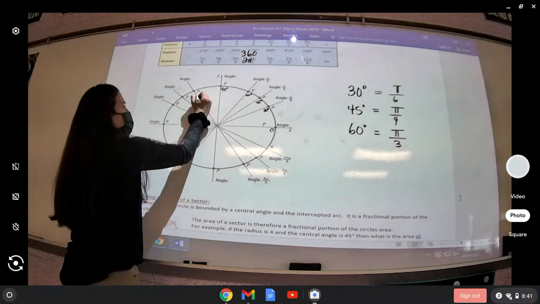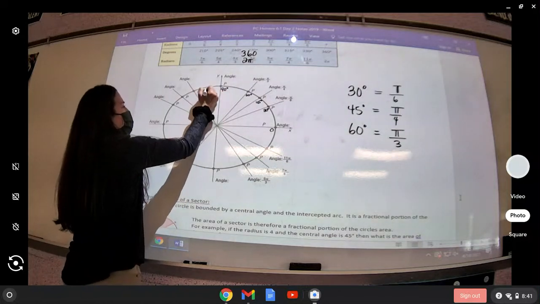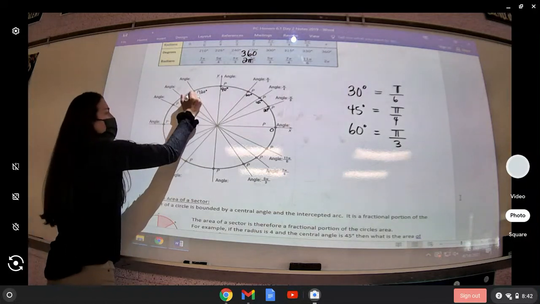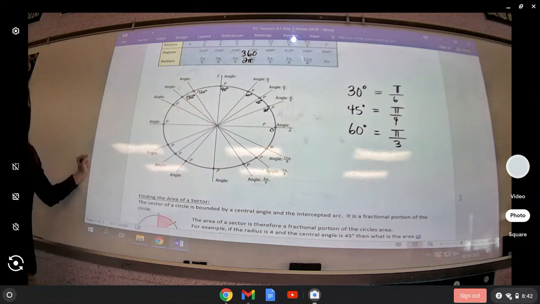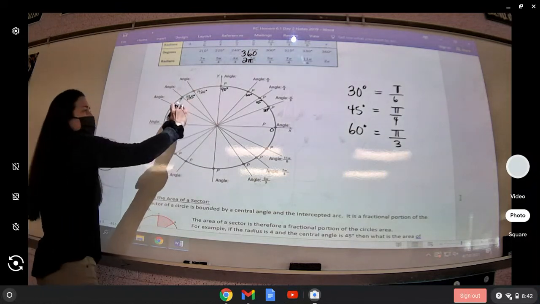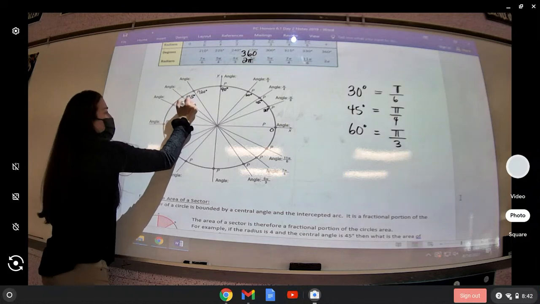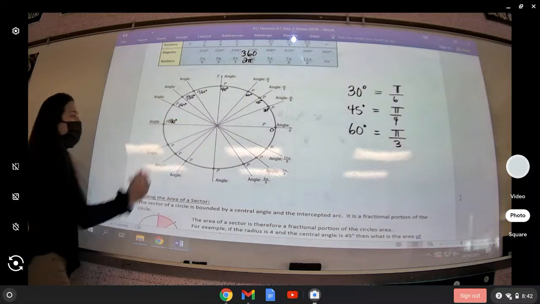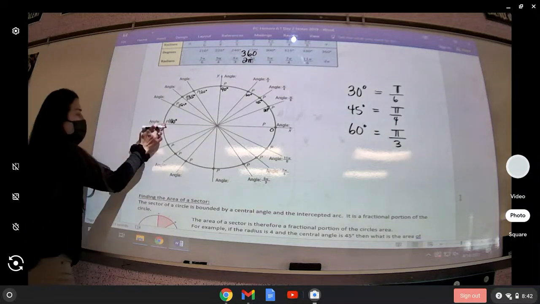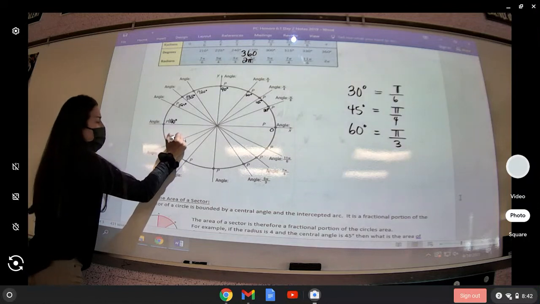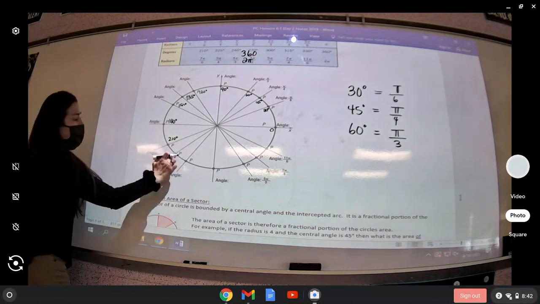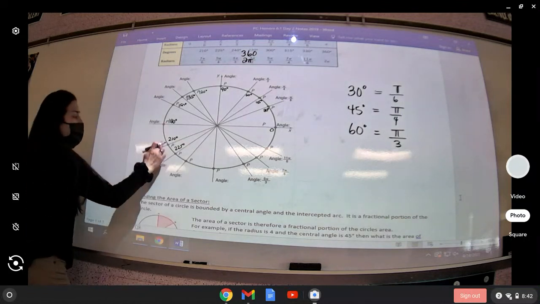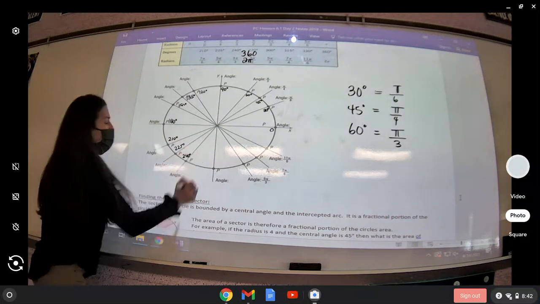All right, so 90, we go another 30 degrees, that's 120 degrees. And then from 90, another 45 degrees is 135. And then from 90, another 60 degrees is 150 degrees. And then halfway around the circle, here's our 180 degrees. Then we go another 30 degrees and we get 210. Then another 45 degrees and we get 225 degrees. And then another 60 and we get 240 degrees.